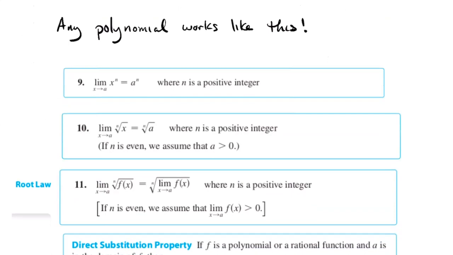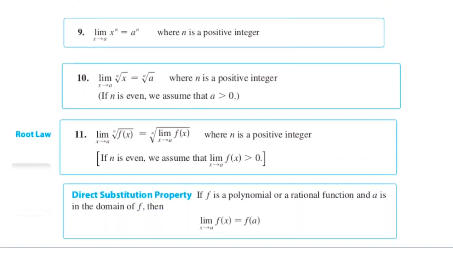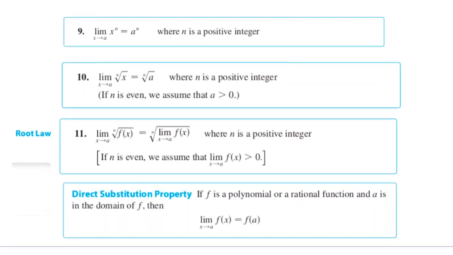A couple more here. The 9th one here is just summarizing what we just said. The limit of x to the n is a to the n. So it's sort of a special case of the power rule. And in fact, the power rule, I mean, n makes me think of a whole number. It doesn't have to be. This is the nth root. The nth root is just a power of x, right?